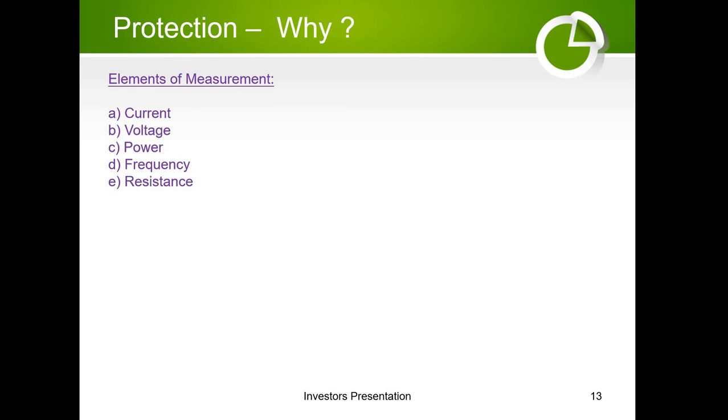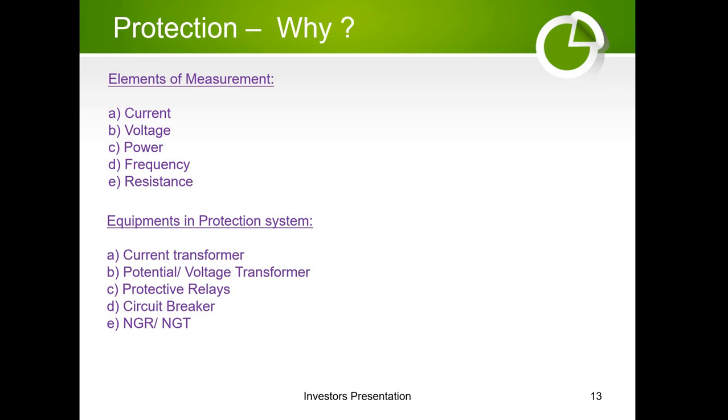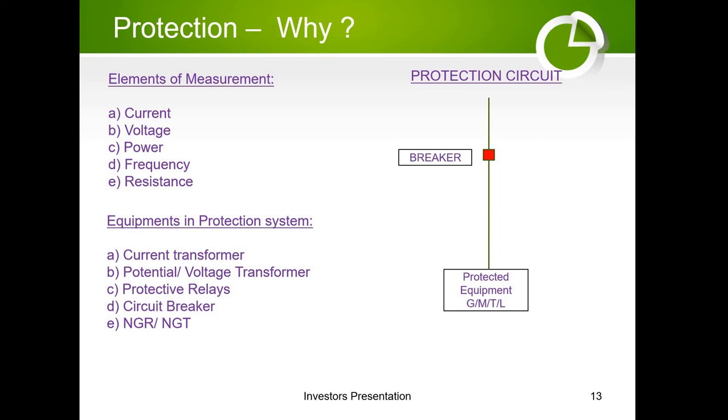Elements of the measurement: generally we are measuring the transformer current, voltage, power and frequency. Equipment in the protection system is current transformer, potential (voltage) transformer, protective relay, circuit breaker, NGR (neutral grounding resistance), protection circuit. How are we going to protect? This is our breaker. This is our metering CT. This is our protection voltage.